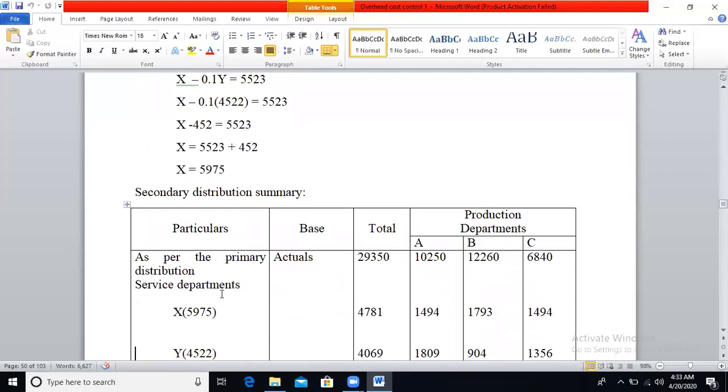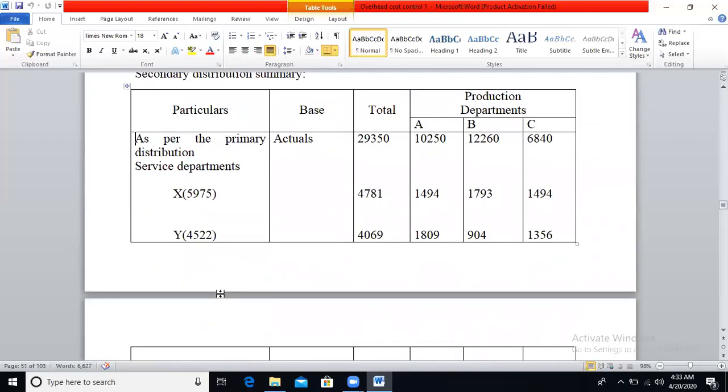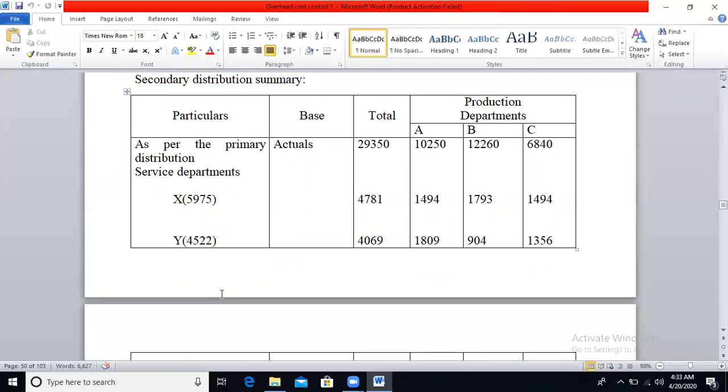Now we have calculated the value of X and Y. You need to reapportion the service department value of X and Y only to the production department A, B, C under simultaneous equation method. So the value of X we have considered here is 5975 and the value of Y we have considered here is 4522. This should be reapportioned to the production department on the basis of agreed percentages.